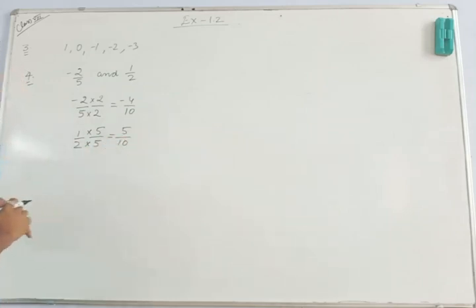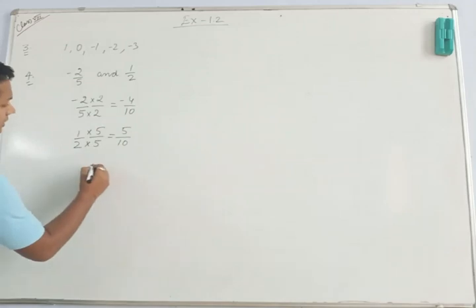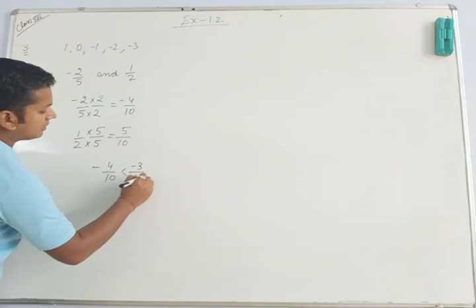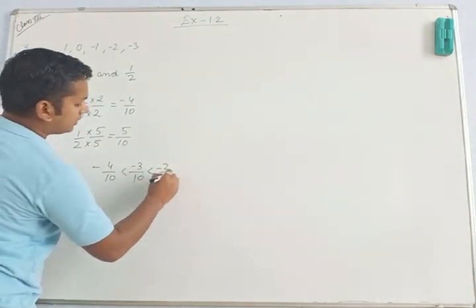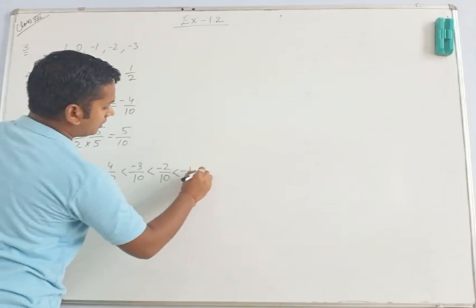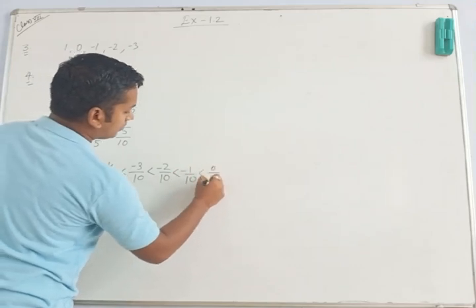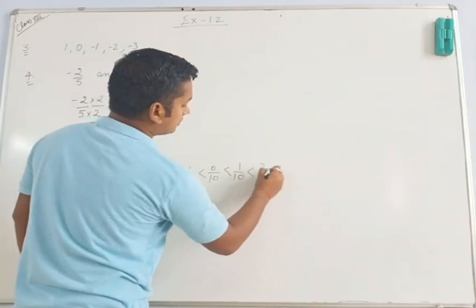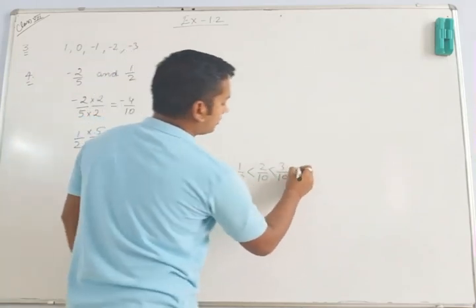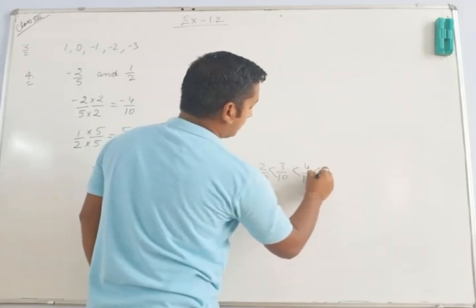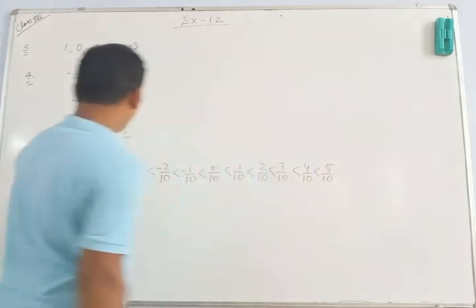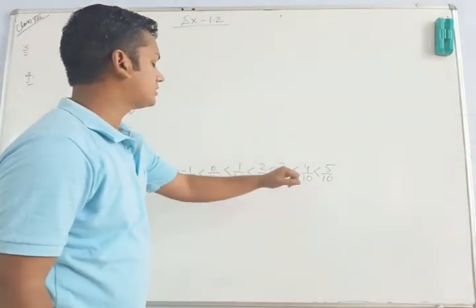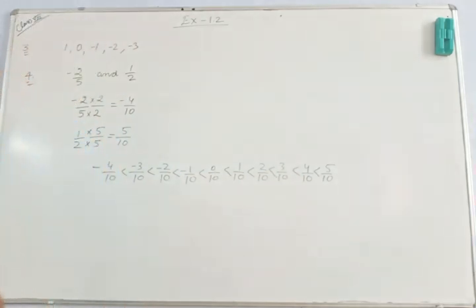So now between minus 4 upon 10 and 5 upon 10 I can write 10 rational numbers: minus 3 upon 10, minus 2 upon 10, minus 1 upon 10 and 0 upon 10, that is 0, and 1 upon 10, 2 upon 10, 3 upon 10, 4 upon 10 and 5 upon 10. This is it. So how many rational numbers are there? 1, 2, 3, 4, 5, 6, 7, 8. 8 there.